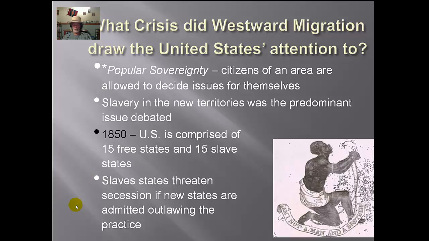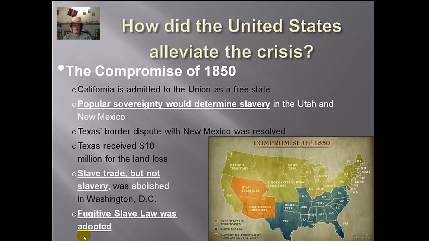Even at this early time, slave states threatened secession if new states were admitted outlawing the practice. They were worried that as the government increased, the more free states you would have. I think they knew the writing was on the wall that slavery was definitely not something that was going to continue in the United States.